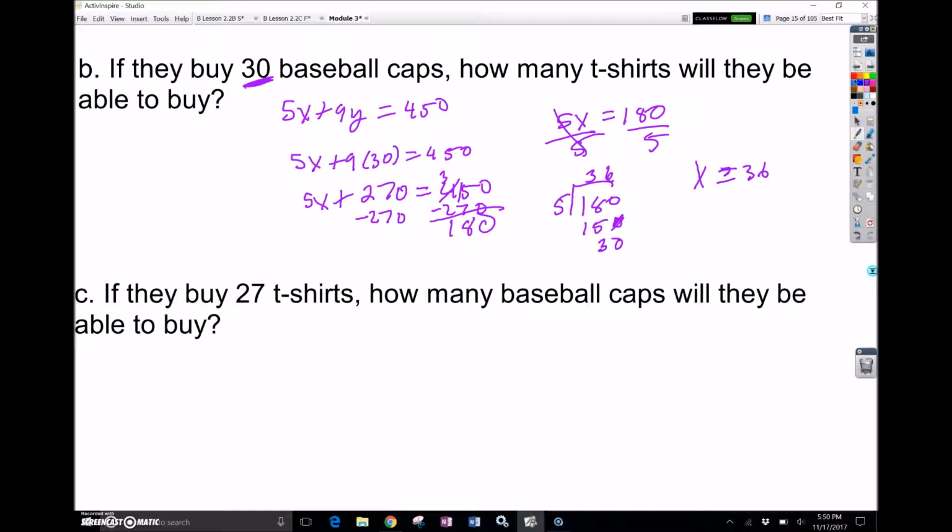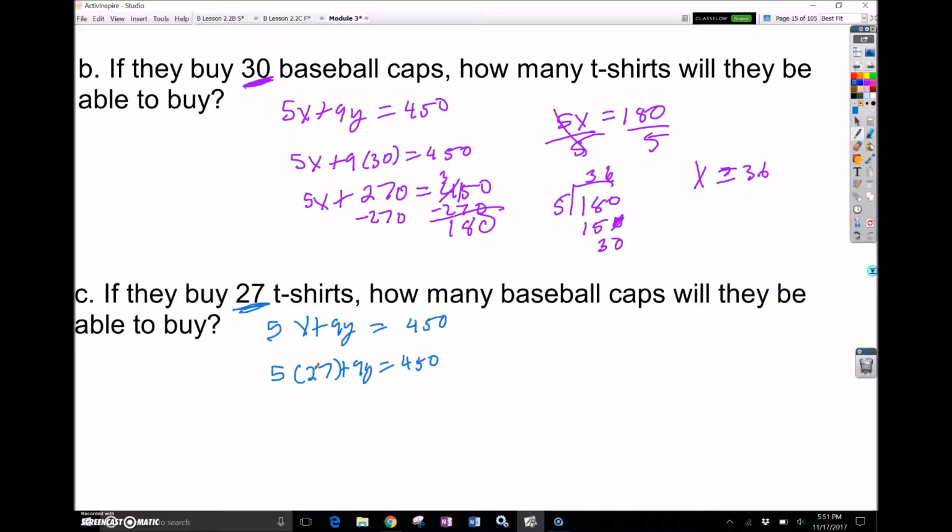So if I relook at my equation now on letter C, it says, what if I buy 27 shirts? So 5 times x plus 9y is equal to 450. And what it's telling me is that the amount of shirts I can buy is 27. Now, as a reminder, the shirts represents x. So I'm going to plug that in right here. So it's going to be 5 times 27 plus 9y is equal to 450.